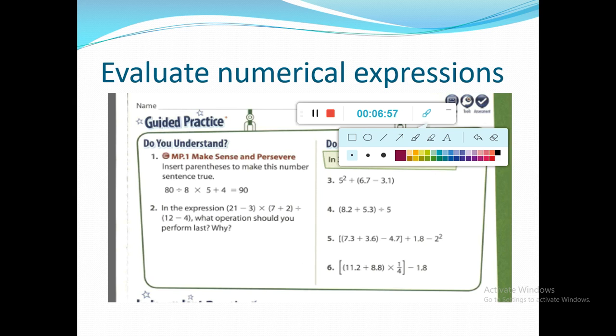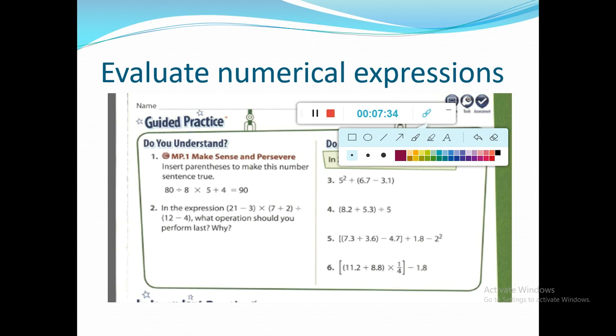In number 3, we have power and we have parentheses, we have subtraction inside parentheses. So first we have to do the parentheses here. 6.7 minus 3.1 equals 3.6. Now 5 power 2 equals 25. So 25 plus 3.6 equals 28.6.